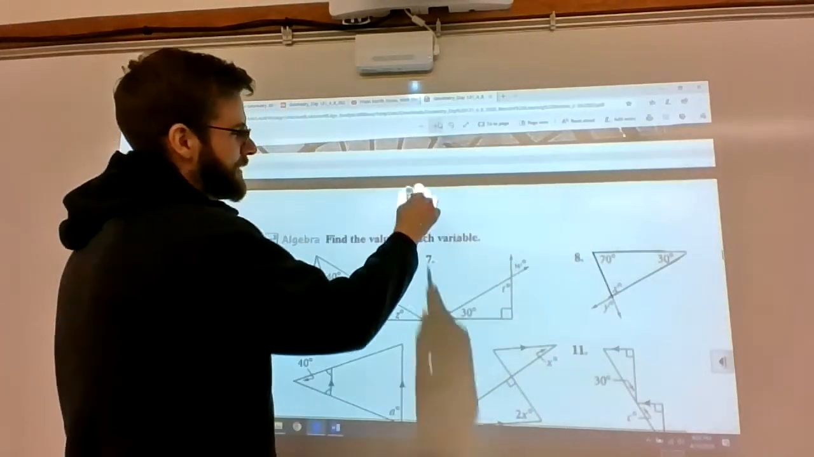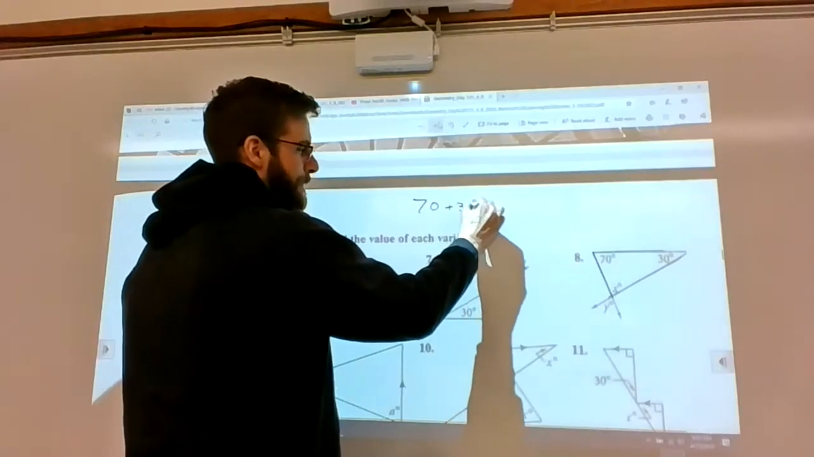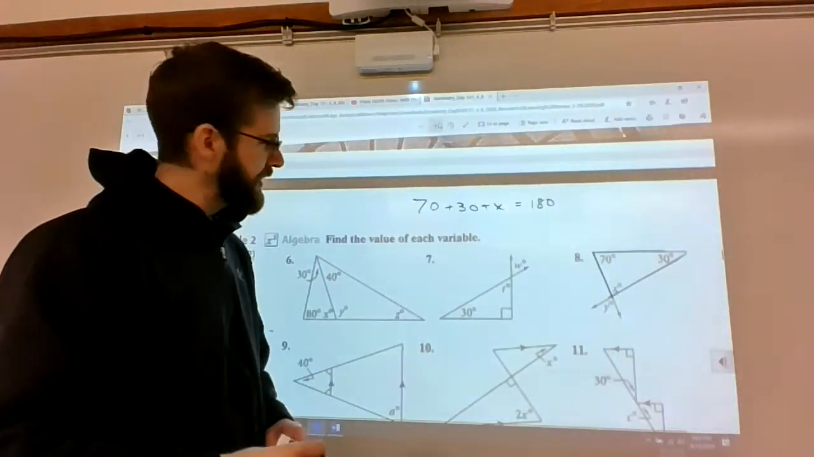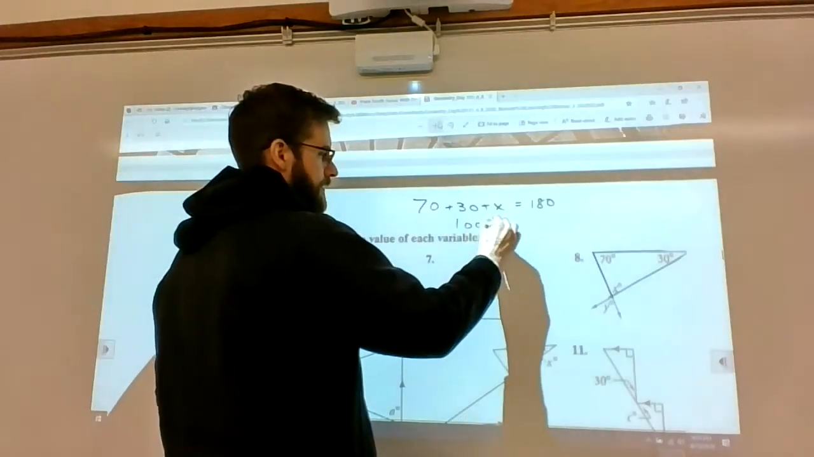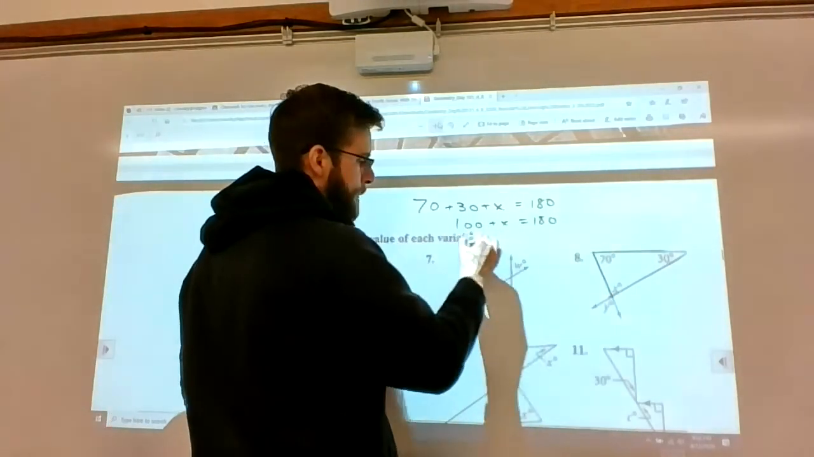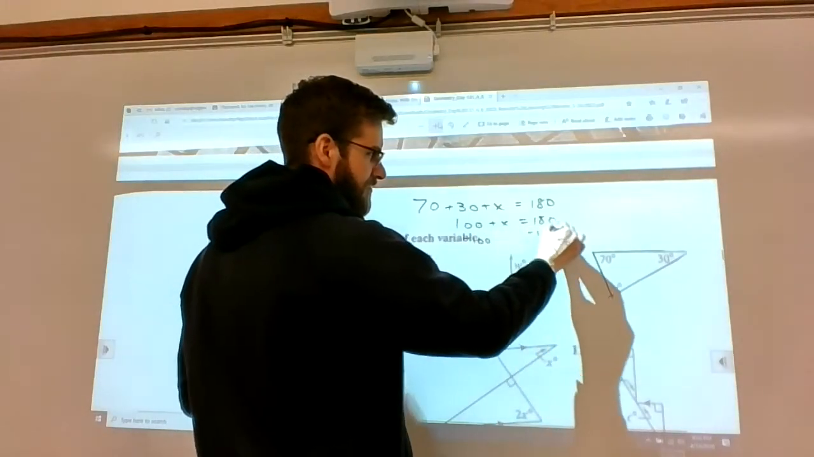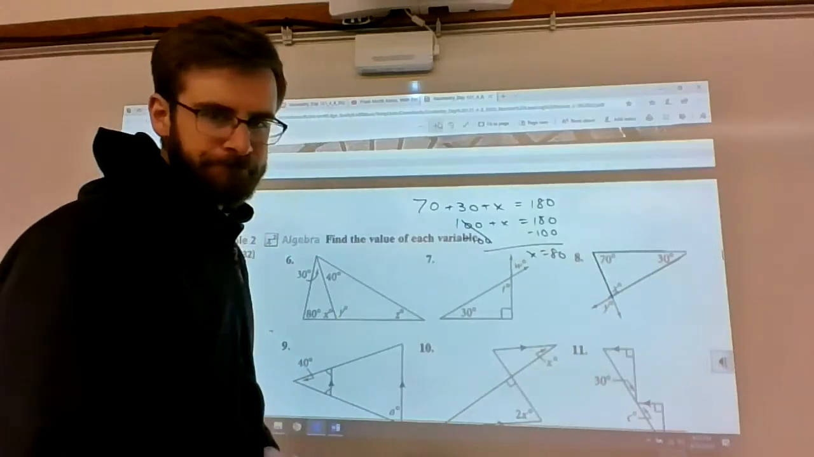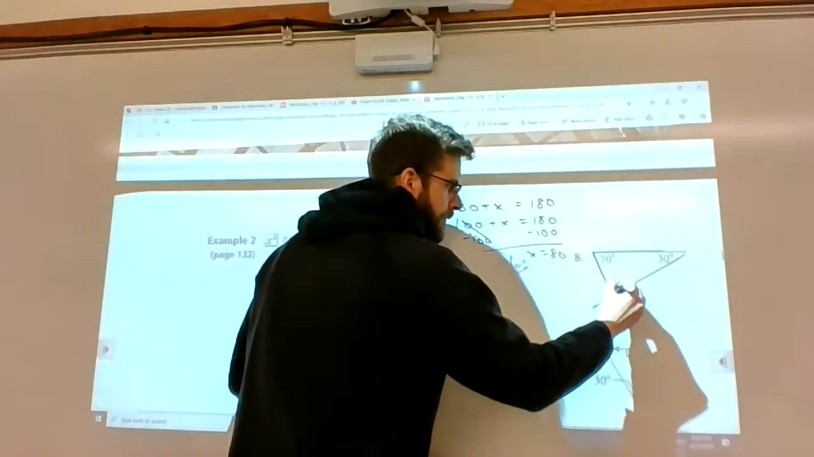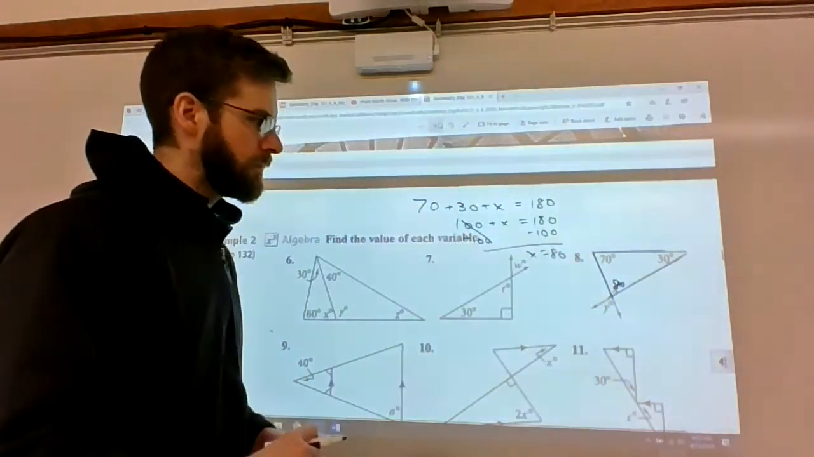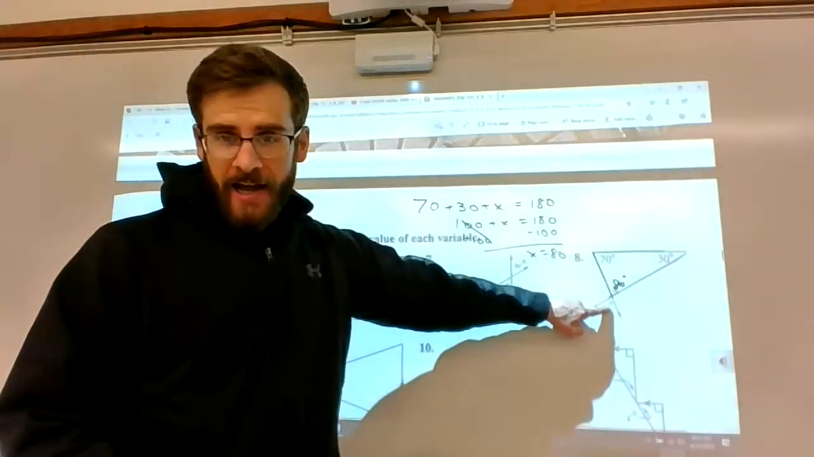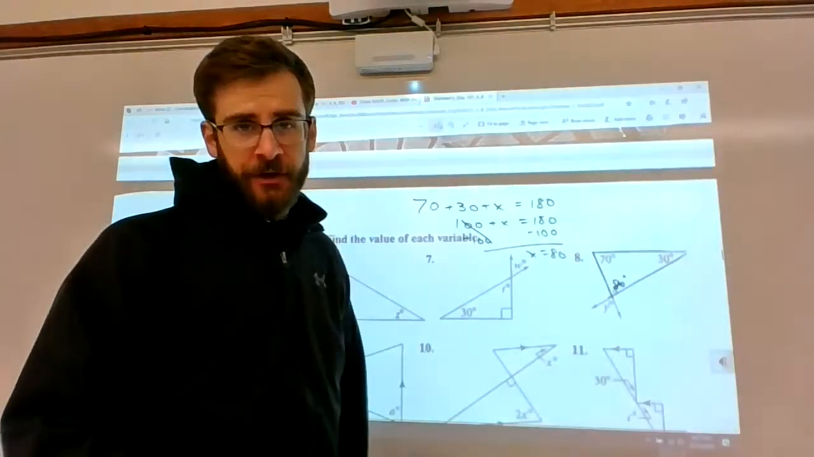All right, so over here. 70 plus 30 plus x is equal to 180 degrees. We know that from the triangle sum. Pretty basic. X equals 80. So that's 80 degrees. Now, y has a different relationship with the 80 degree angle.